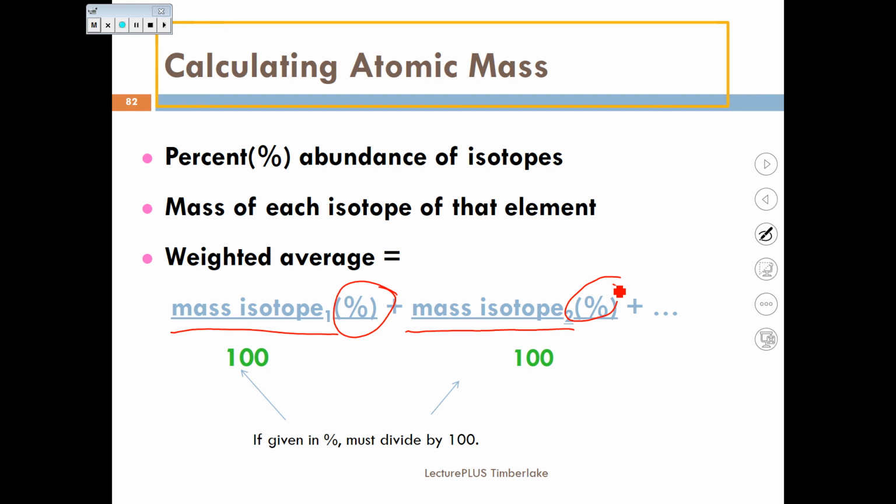The percent abundances have to be in decimal form. So in other words, if it says that your percent abundance is 39%, when you put it into that calculator or into that formula, you have to divide by 100 to make it 0.39. One time you want to be really careful with this is on the practice worksheet.